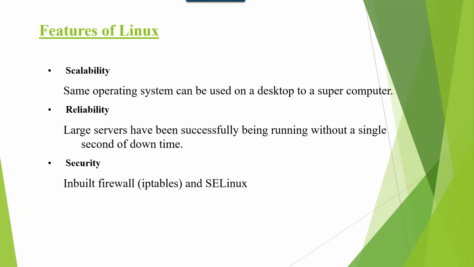And also SELinux, Security Enhanced Linux. IP tables are used to secure networking files. SELinux is used to secure local files. So in Linux, inbuilt IP tables and SELinux are there to secure networking files and local files. So this is one reason why Linux is secure.